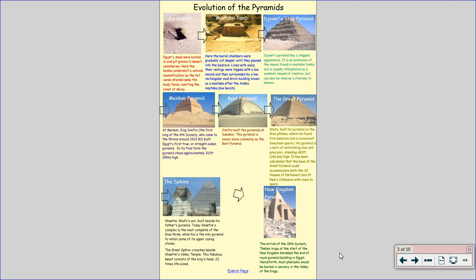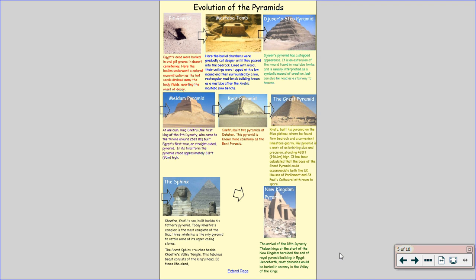So Djoser's pyramid has a stepped appearance. It's usually interpreted as a symbolic mound of creation, but can also be read as a stairway to heaven. That's kind of where this stepped figure comes from. It's like a stairway. It's like a ladder up to heaven, essentially.